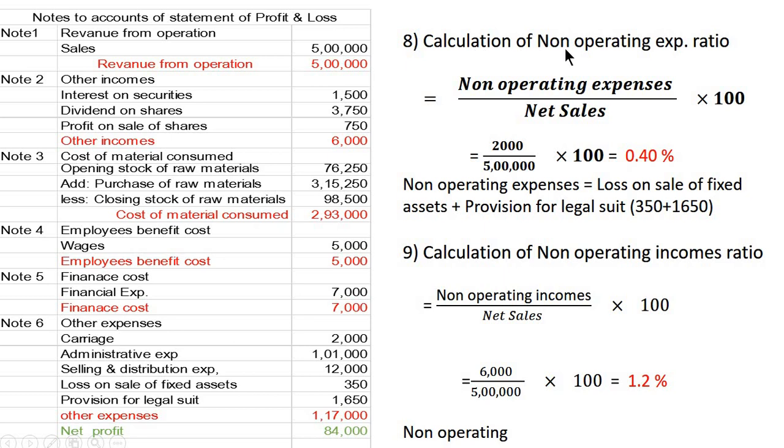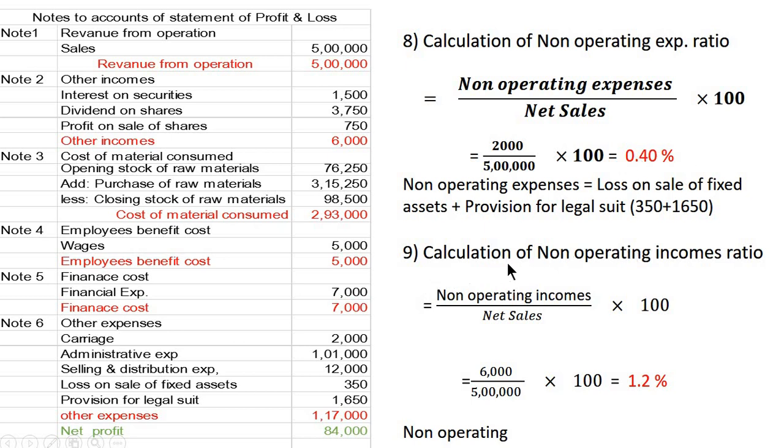Eighth one is calculation of non-operating expenses ratio. The formula is non-operating expenses divided by net sales into 100. The non-operating expenses are these two: loss on sale of fixed asset and provision for legal suits, and the total of these two items are 2,000 rupees and divided by net sales 5 lakh rupees and multiplied with 100. The answer is 0.40%. It means the non-operating expenses of the firm is 0.40% of the sales.